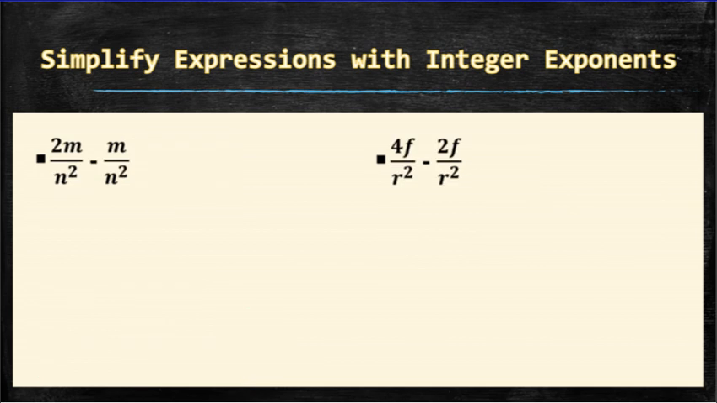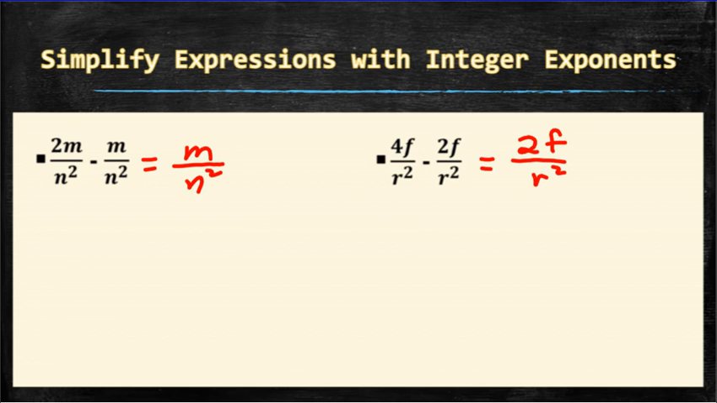A couple others, 2m over n squared minus m over n squared, common denominators of n squared, so I can subtract. I just have m on top. And the other one, 4f minus 2f is 2f, and the denominators are the same, so 2f over r squared.